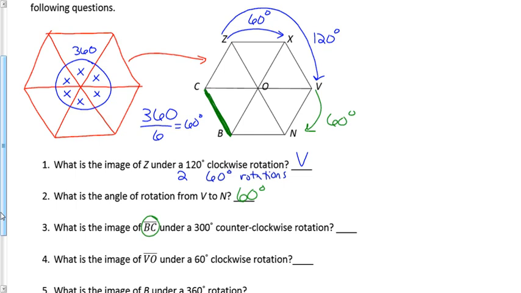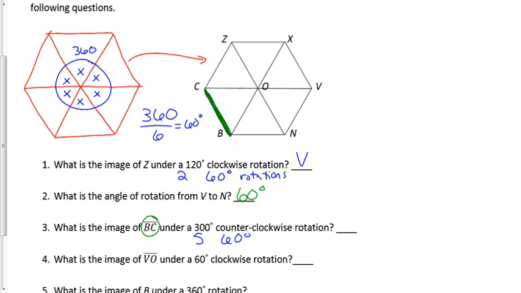Okay, we can do this. Don't worry, we can do this. So we're going to do 300 degrees. How many 60s is that? Okay, let's see. That's 5. That's 5 60s. Counterclockwise means we're going that direction. Okay, so we're starting with BC.